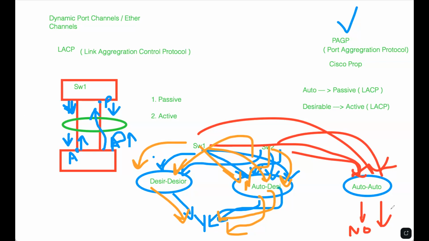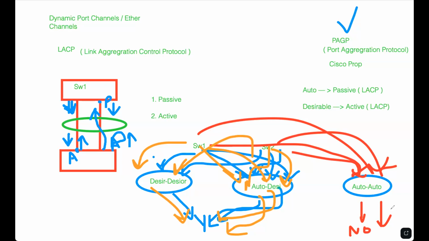So to form the port channels, we need to have at least one port in the active state or one port in the desirable state. If both of them are in passive or if both of them are in auto state, no.